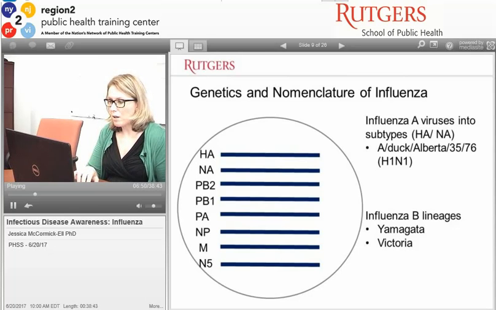So I've put a couple of notations here for you. Influenza A viruses are always grouped into subtypes, H1N1, H3N2. Those are the ones we hear the most about.